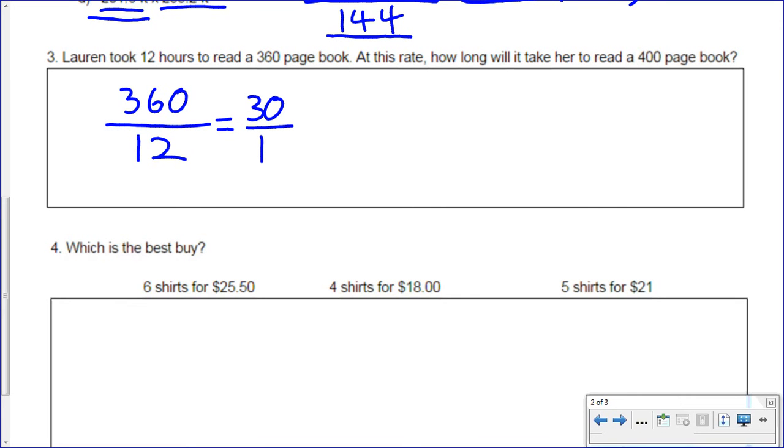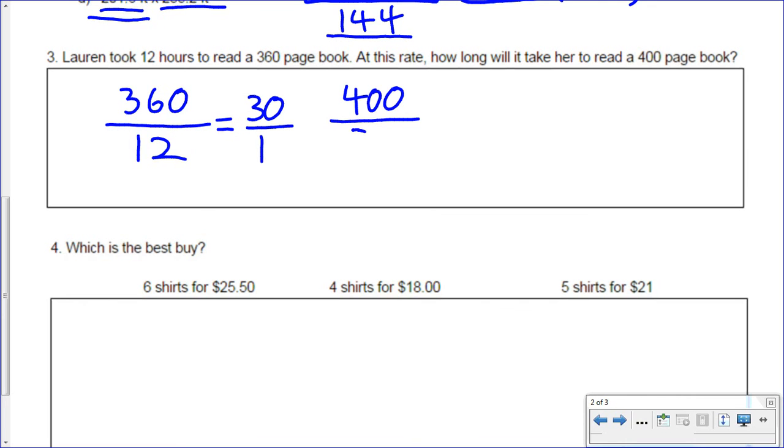This one actually will be easier to do with the cross multiplication method. Well, not really easier, maybe easier to understand when you're first doing it, but they're asking us not how many pages, but how long. So we have to find the hours. If she can read 30 pages in 1 hour, we would divide 400 by 30, and that should give us our hours. So let's go ahead and do that.